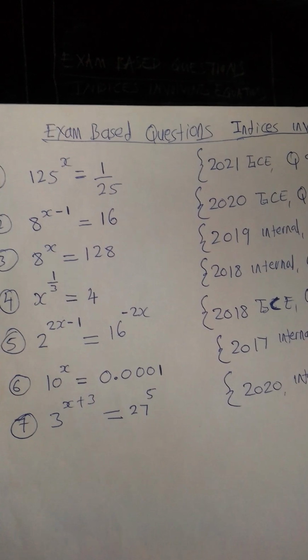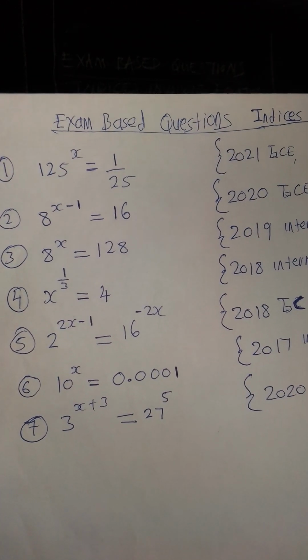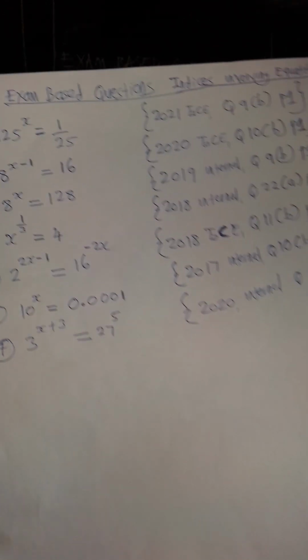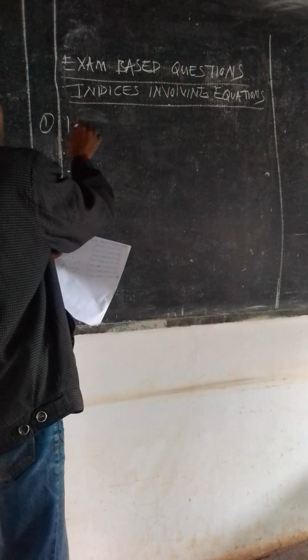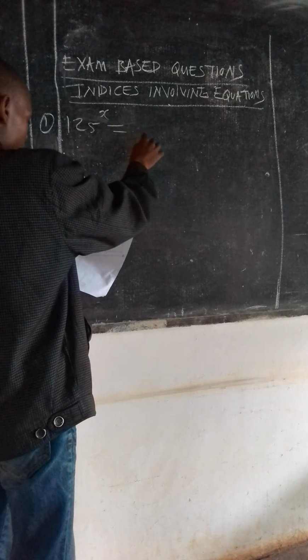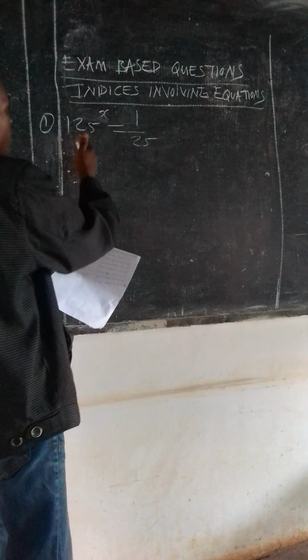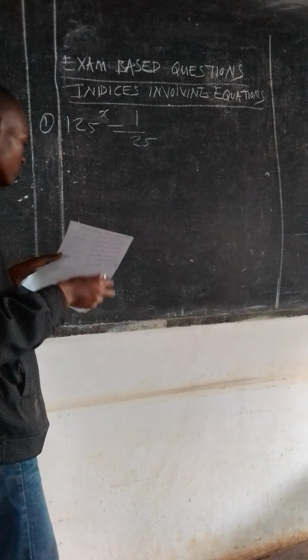Then for me, it will be my duty to solve these questions on the board for you. So let us get started. So we have question number 1. Question number 1 is 25^x equals 1 over 125^x equals 1 over 25.